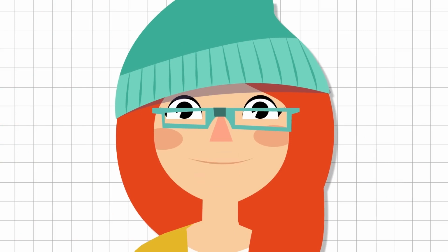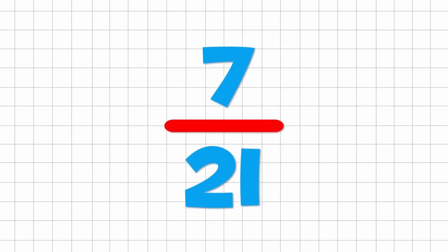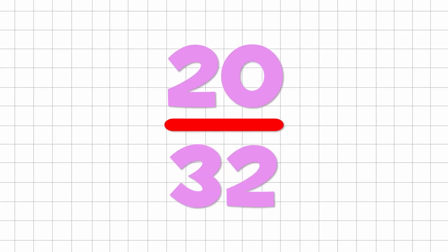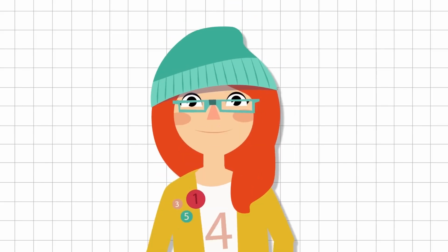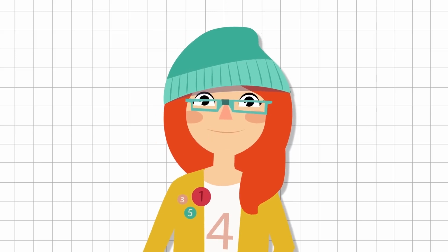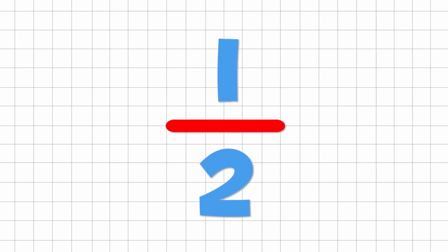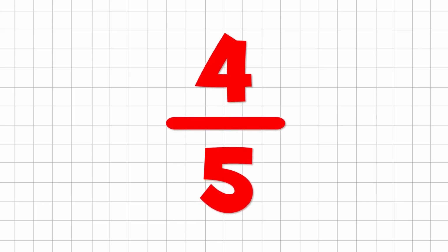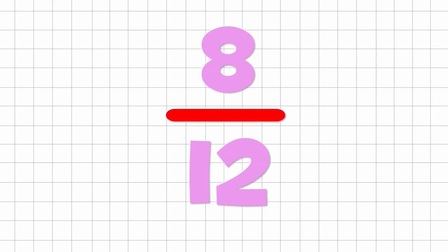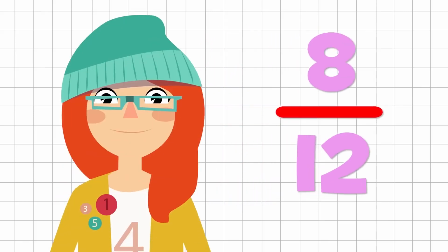Let's see if you understood. How would you read this fraction? 7/21. Very well. And this one? 20/32. Way to go! Now you know how to read fractions. Shall we recap? Let's see if you remember everything. How do we read this fraction? 1/2. And this one? 4/5. One more. 8/12. Excellent!